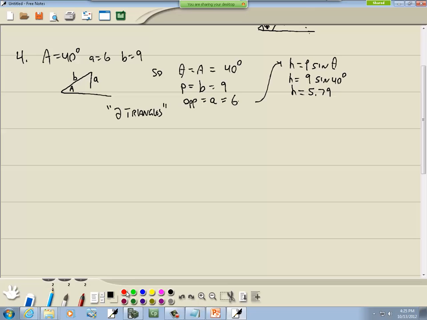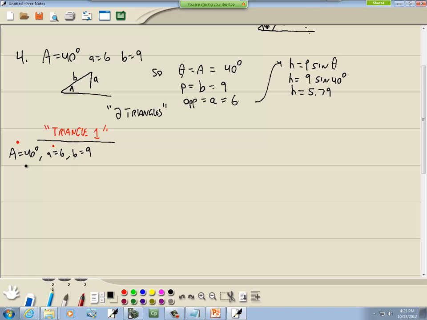Let's look at our first triangle. So triangle 1. We do it just like normal. So A is 40 degrees, little a is 6, and little b is 9. Okay, now we need a pair of somethings. Here's an A and here's an A. Well, that's a perfect pair to use. So we're going to use that to help us solve for the other ones.